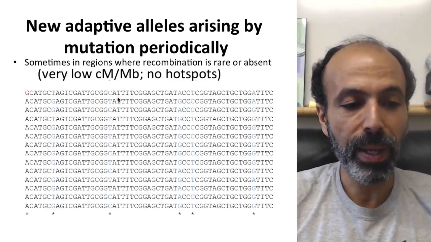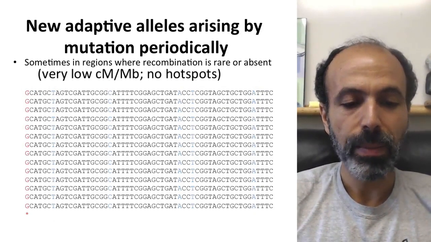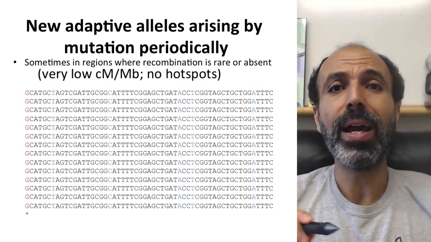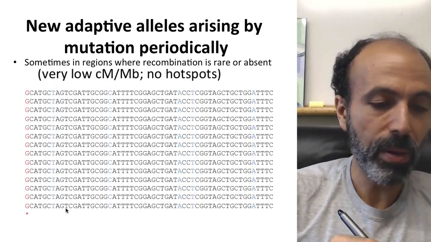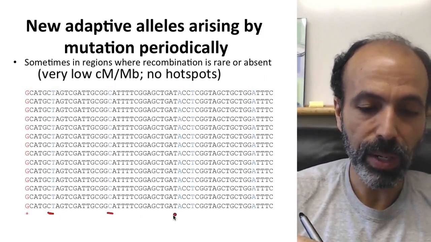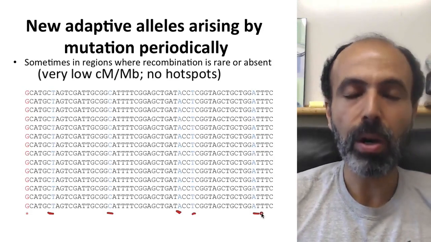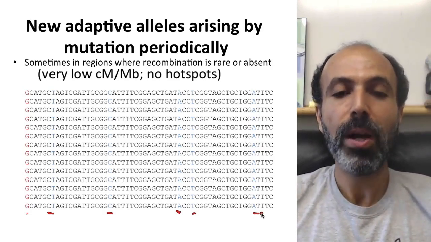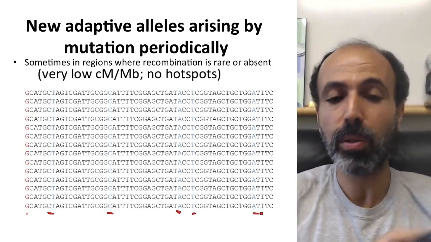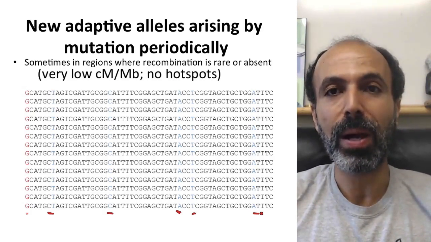So as this G spreads, you lose variation at all other nucleotide sites. So now none of these are variable anymore. That's why I got rid of the stars. So you lost all variation across this entire stretch. Pi across this whole sequence now, or across this whole stretch, is 0 in this population.